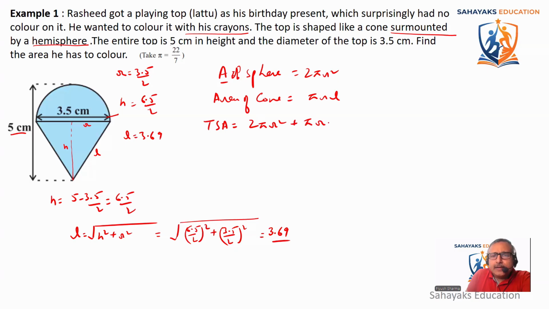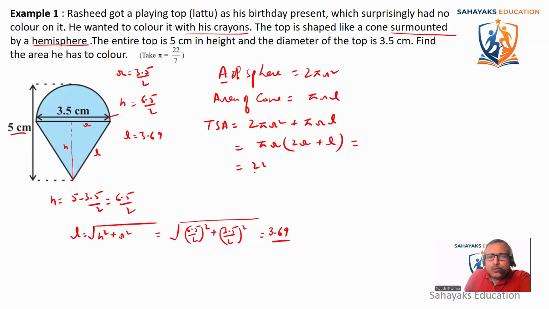plus pi r L. So let's see what is common in this. Pi is common. We can say 2 into r square plus pi r L. R is also common, no? So what is common in these two? It's pi and r. So what is left? 2r plus L. This is left inside. So let's put the values to get the answer.